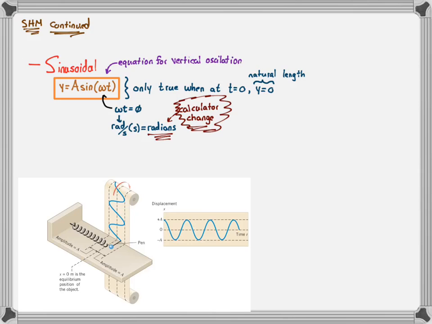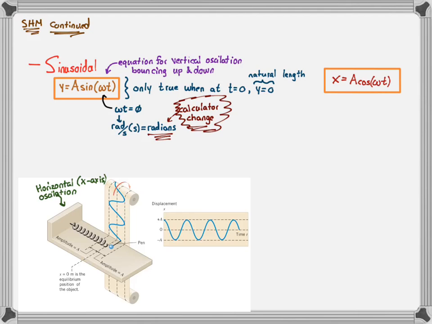This is the equation for vertical oscillation, meaning something bouncing up and down. The equation for horizontal oscillation, such as the one in the picture here, how far the spring is moving back and forth, can be found by just doing the x components of it, which is x equals a cosine of angular frequency times time.